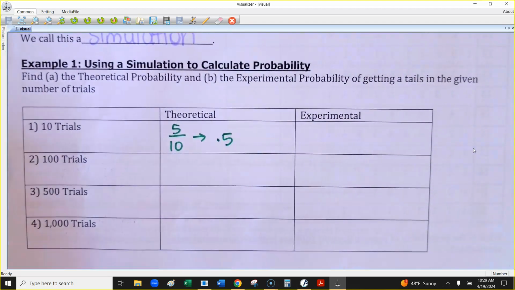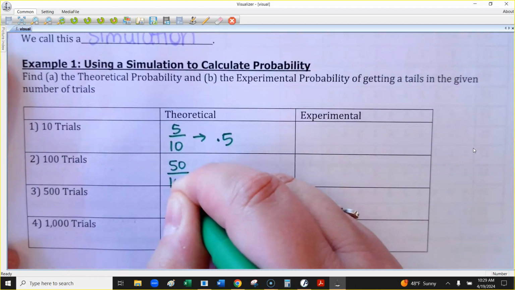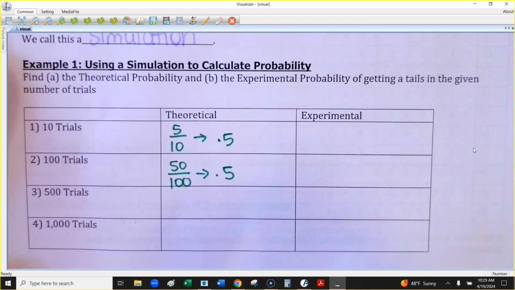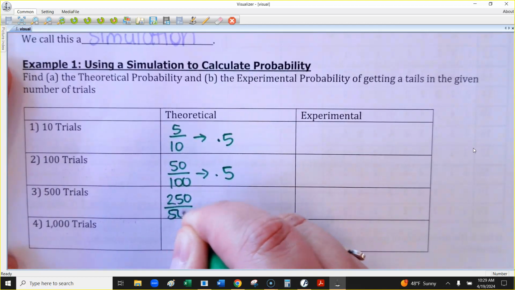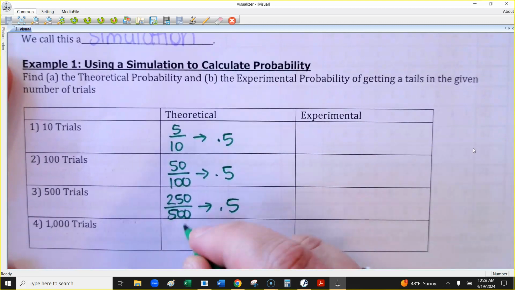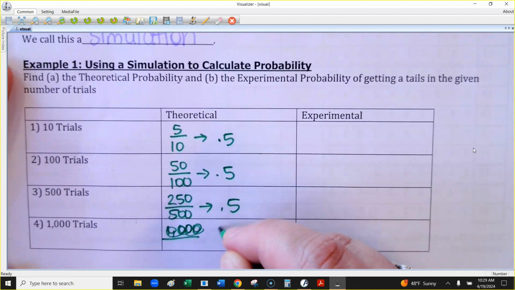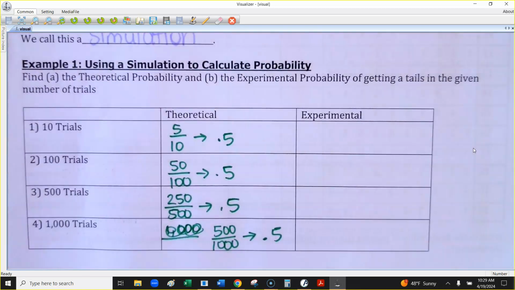Okay, if I flipped a coin 100 times, how many tails should I get? 50, right? That's what I should get, theoretically. If I did it 500, what's half of 500? 250. All right. So all of these would be 0.5. That would be the theoretical probability. Now, the law of large numbers, whoops, I just messed that up. Sorry, 500 out of 1,000. The law of large numbers is going to say the more trials we perform, the experimental probability should approach that 1/2.